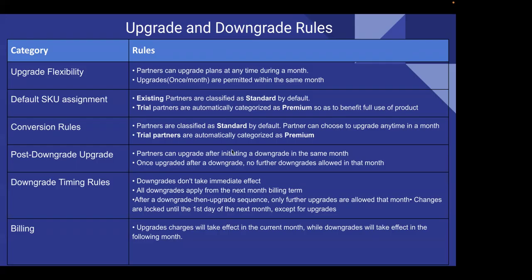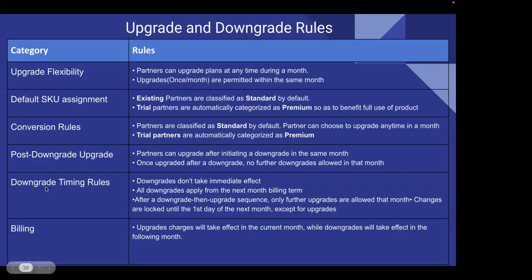Conversion rules are very simple. As a standard, the partners are classified as standard by default, and they can choose to upgrade anytime. As I showed right from the application, you should be able to upgrade. And trial partners are automatically categorized as premium again. Post downgrade upgrade. So partners, once you have done the downgrade once, they can again do one upgrade. But no further downgrades will be allowed in that particular month.